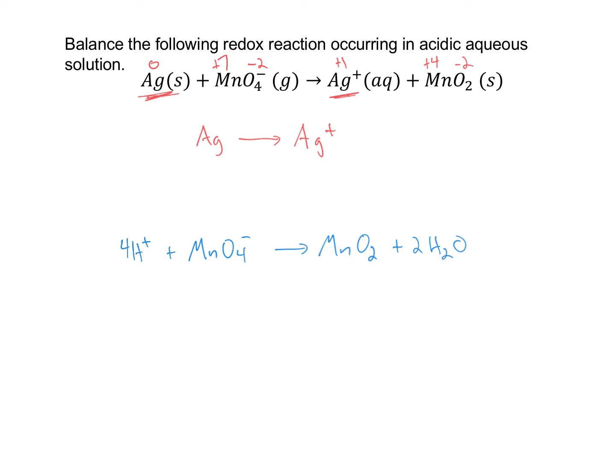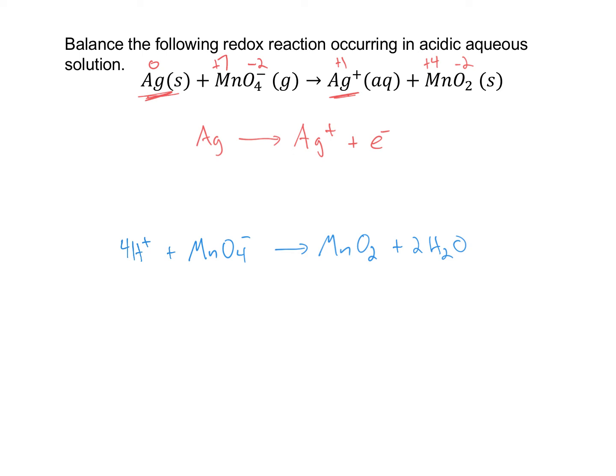All right. Now what we need to do is balance the charges by adding electrons. So in my first oxidation half reaction, I've got 0 on the left, plus 1 on the right. So I need to add 1 electron to the right-hand side. So now both sides are 0.